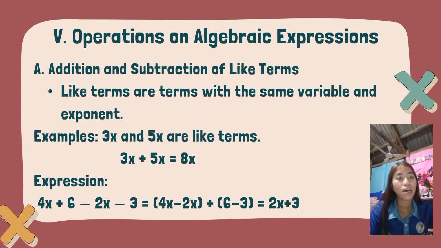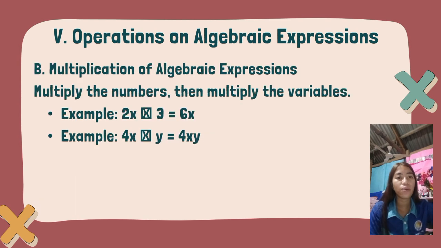And since kay addition man ta, we're going to put addition there, and then open parenthesis, ato na pong i-combine ang duha ka numbers nga walay variable. So, 6, then negative 3, close parenthesis. So, that would be, pag ato na siyang isolve, 4x minus 2x is 2x, plus 6 minus 3 is 3. So, kana siya. Now let's have multiplication of algebraic expression.